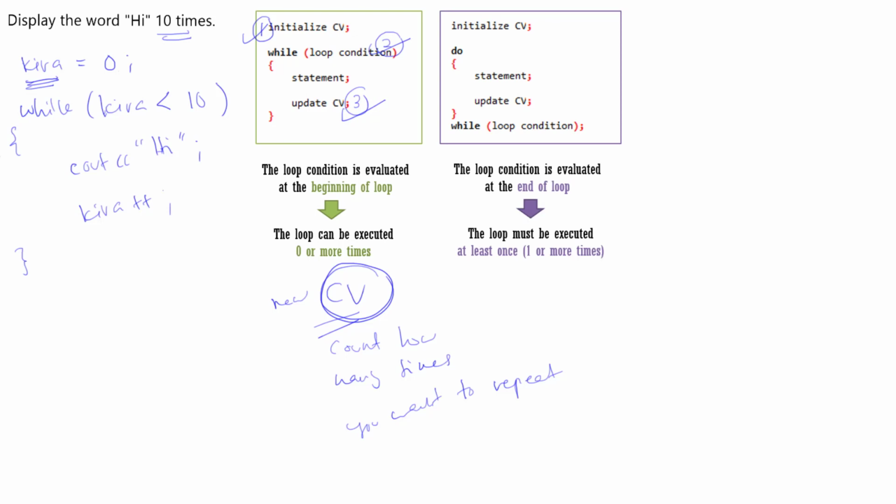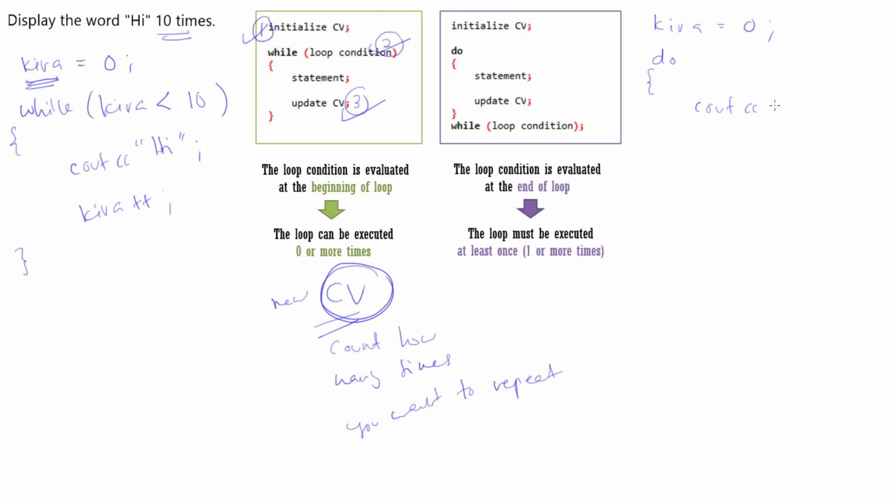To solve this problem, you can also use a do while loop. It does the same thing, except the structure is a little bit different. We can use the same name. Maybe I write here Kira equals 0. Instead of writing while, you write do. What do you want it to do? We want it to display the word hi. Everything that's inside the curly braces will be repeated.